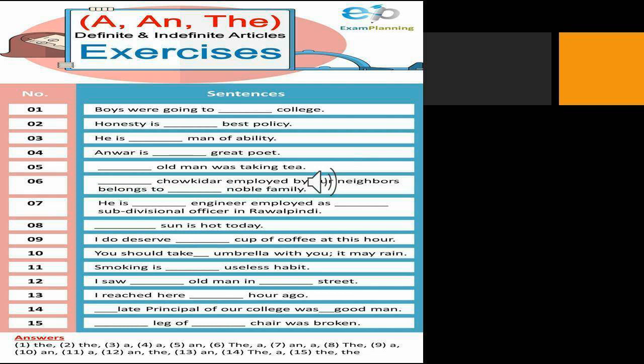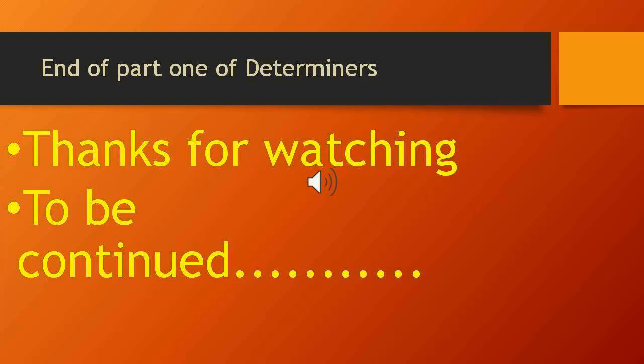A few sentences are given for practice. You are going to solve them yourself first, and after that, you are going to match with the answer key. Do not write the answers straight away copying from the answer key. First of all, solve it and then make corrections after matching. This is all about articles. We are going to discuss other types of determiners next time.